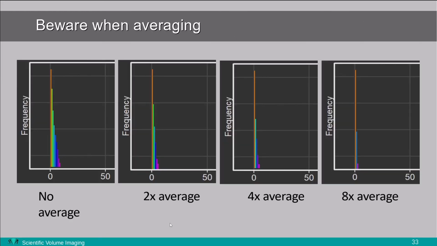And this is also nicely reflected in this histogram. If you apply no averaging, you still see that you have a lot of signal, or reasonable signal here, but you lose this signal if you average more. So it's not a good idea to average at low signal.